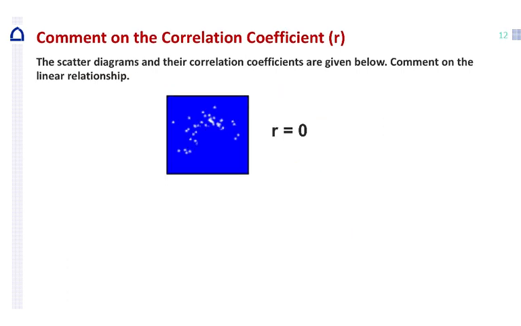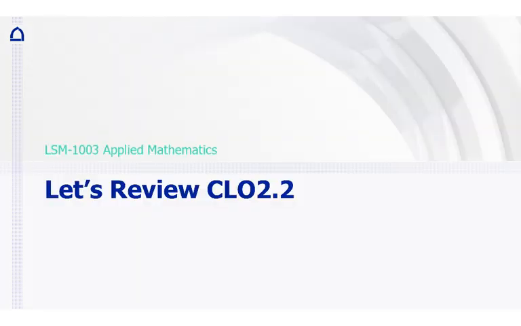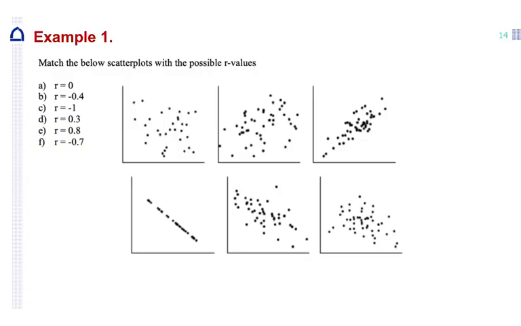Okay. One more, r equals 0. This is the classic. No relationship at all. You can't really put these dots to any kind of pattern. All right, so let's do some review of all that we've learned.